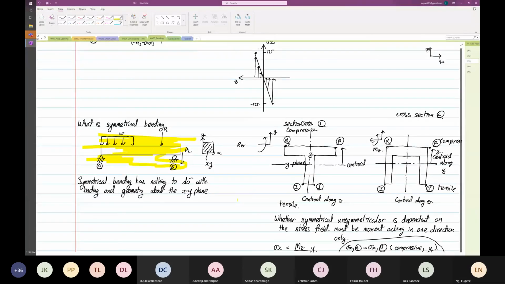Hello? Can you see where I'm highlighting now?